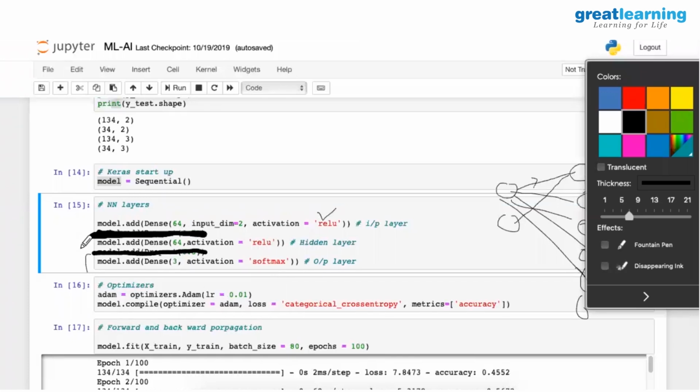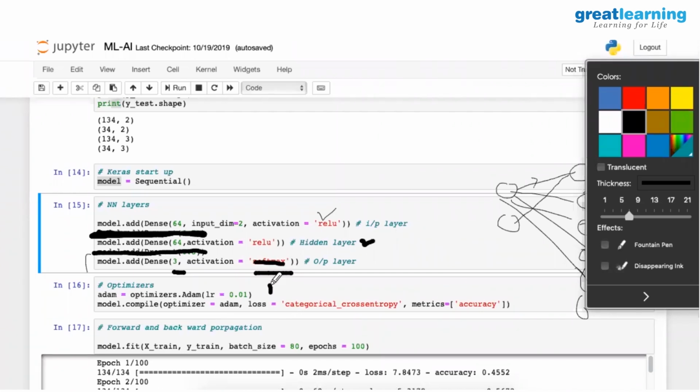Next, I will add another layer, that is my hidden layer, such that it will have 64 neurons, and the activation again is ReLU. And the third one is your output layer. For the output, I will add 3 neurons. Activation by default is softmax.